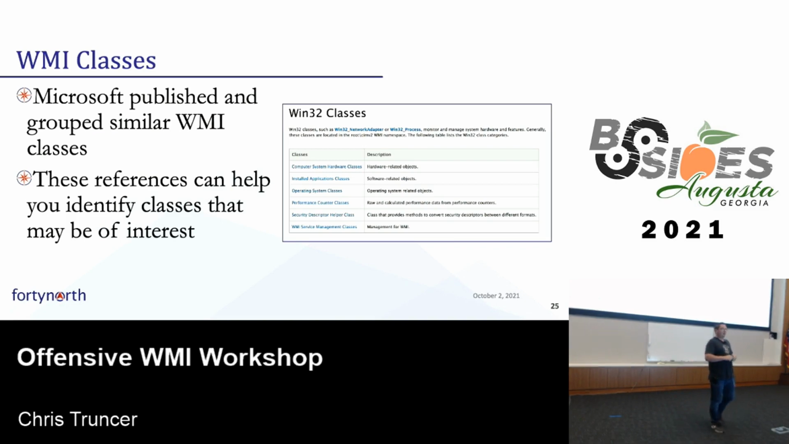Online, you can find Microsoft published and grouped similar WMI classes. So if you just do a Google search for Win32 classes, you'll get pages like this where it says, hey, there's operating system classes, and you can go in there and see what information is contained within this class. Like, you can use WMI to query what version of Windows you are running. You can query, again, for applications that are installed. So there's a whole bunch of different information that you can gather, but the big thing is knowing what class you have to interact with in order to get that information. And the best grouping of that is honestly going to probably be Microsoft's documentation.